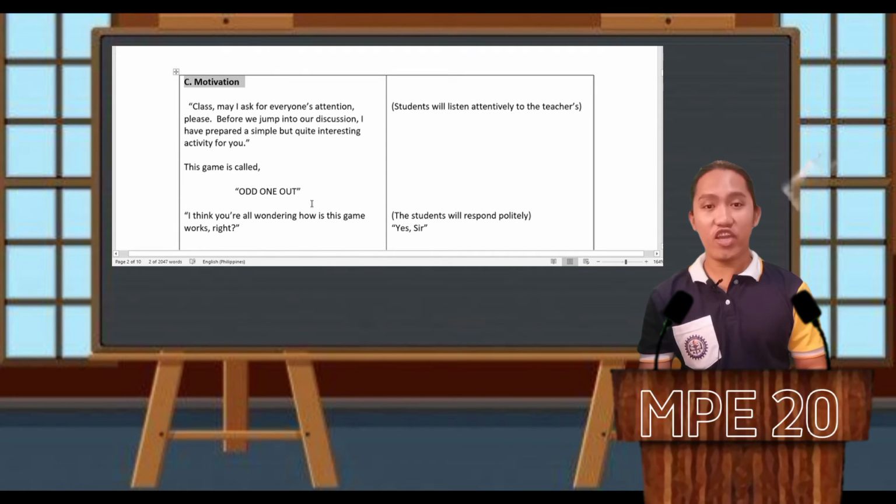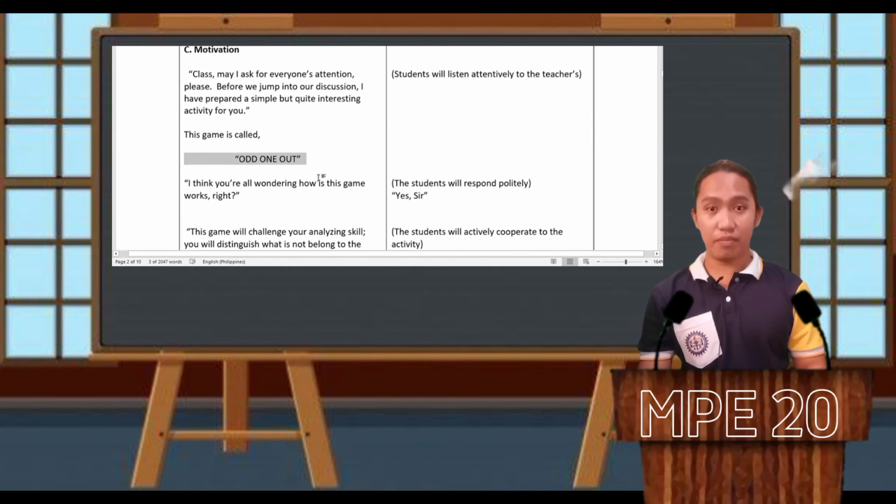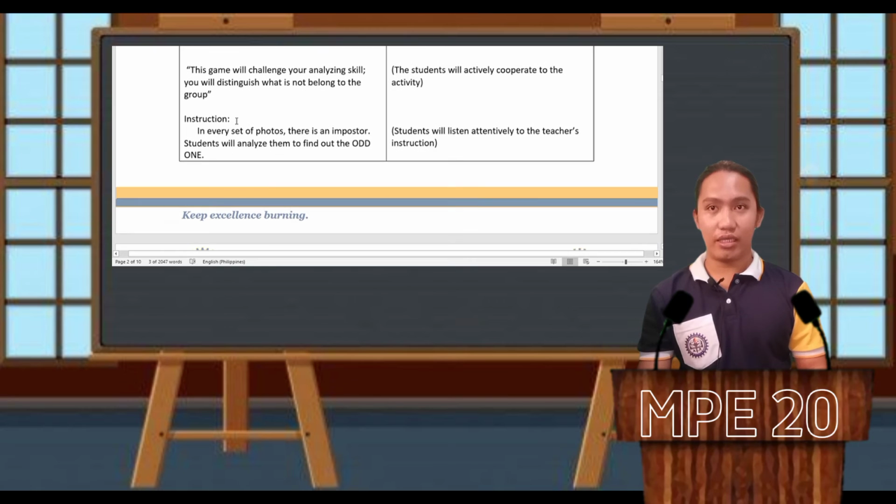So your motivation should motivate the students, of course. It must be interesting and new to them so that they won't get bored during the discussion. And of course, it must be knowledgeable. They should learn something. So here in my motivation, I chose the game Odd One Out. First, of course, you will introduce the game, the instruction, and the procedure on how this game is done.